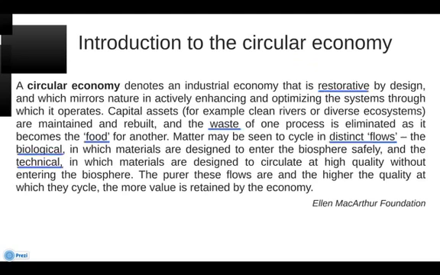The circular economy is an industrial economy that is restorative by design, where waste equals food and distinct flows are either biological or technical. Capital assets are maintained and rebuilt. The purer the flows, the higher the quality, the more value is retained by the economy.